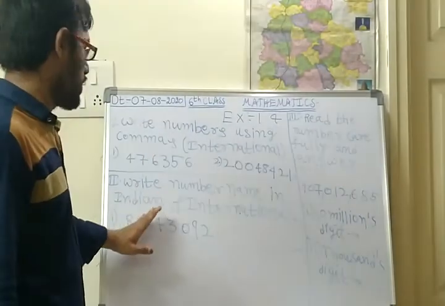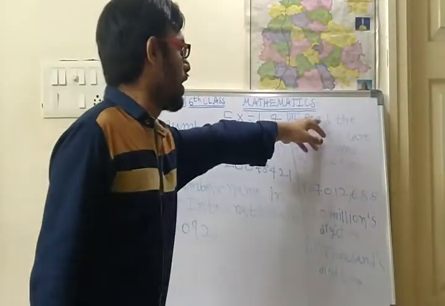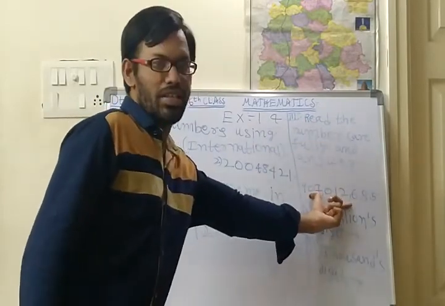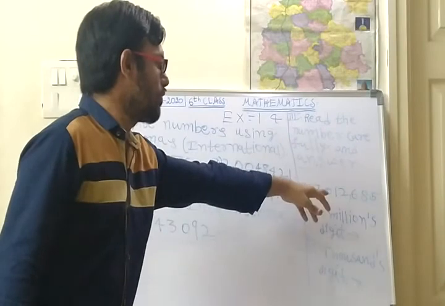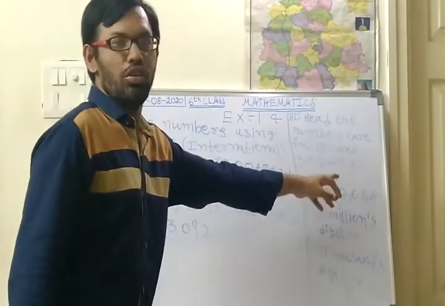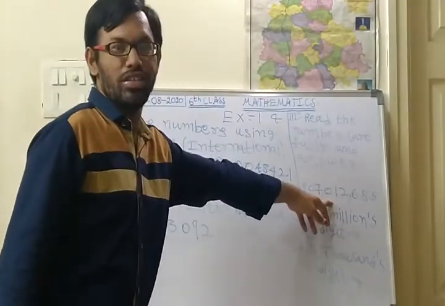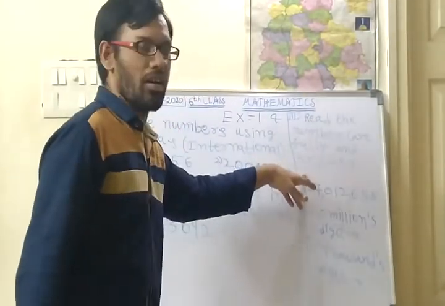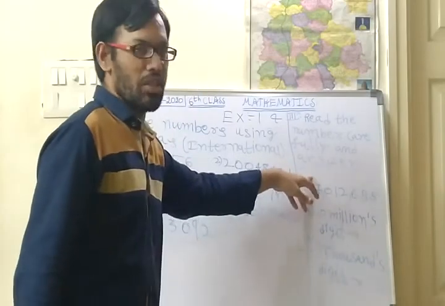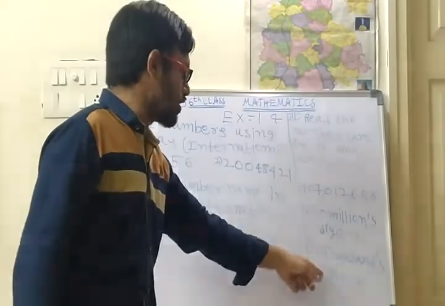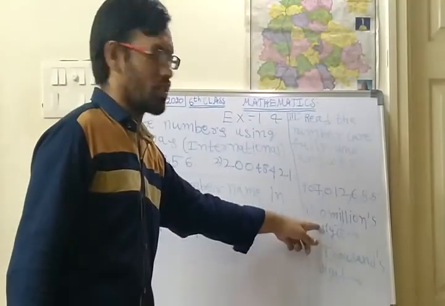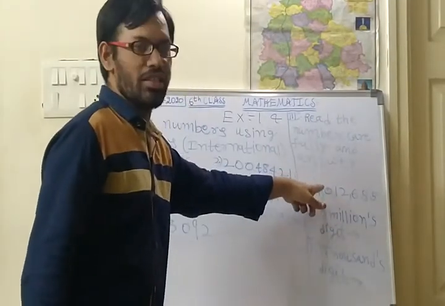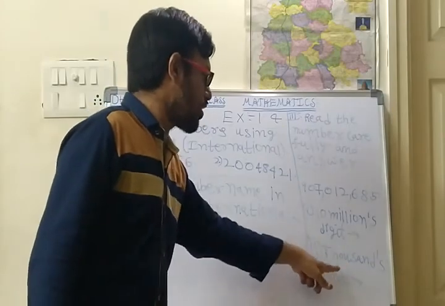Next, third bit: read the number carefully and answer. Below, one number is given. With the help of commas, you identify which system of numeration it is, whether Indian or international. After that you keep the place names. Then you solve these two questions: what is the 10 millions digit and what is the thousands digit. You have to write down these two.